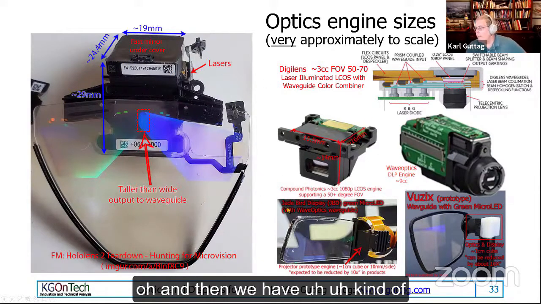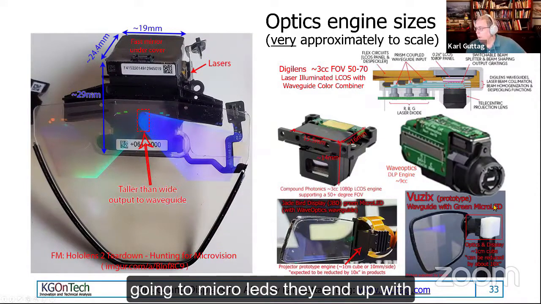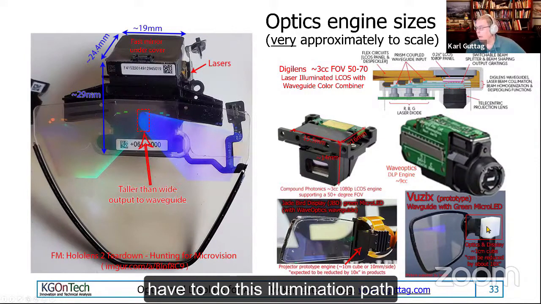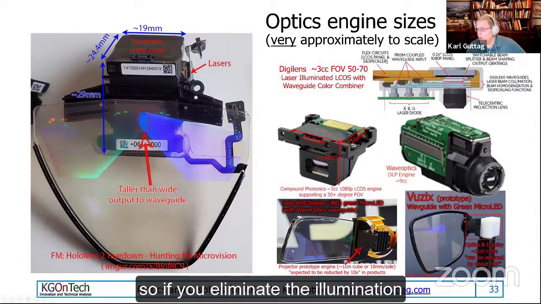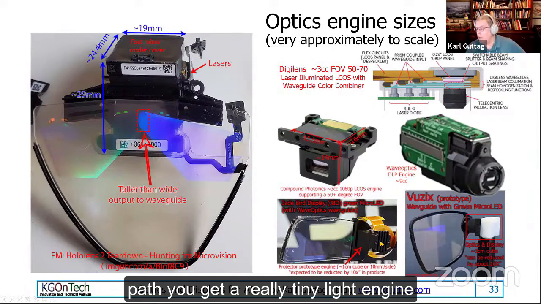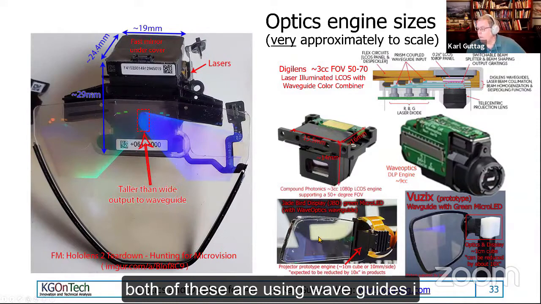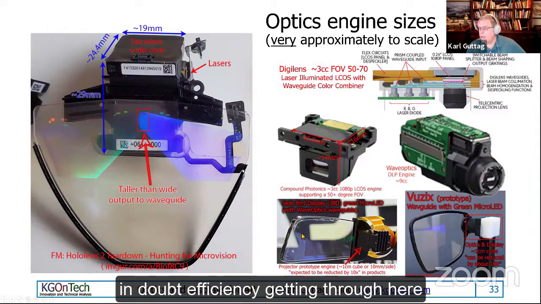Oh, and then we have kind of foreshadowing here, going to micro LEDs. They end up with really tiny engines because they don't have to do this illumination path. The illumination path is generally about 2/3 of the engine. So if you eliminate the illumination path, you can get a really tiny light engine with these things. But as I said before, both of these are using waveguides. I wonder about the in-to-out efficiency getting through here.